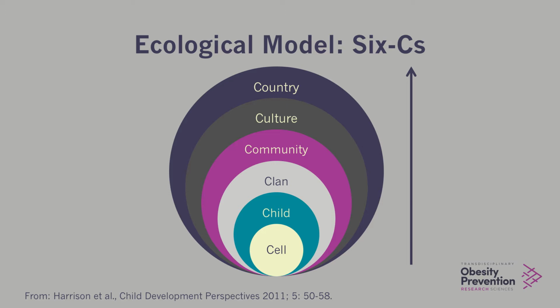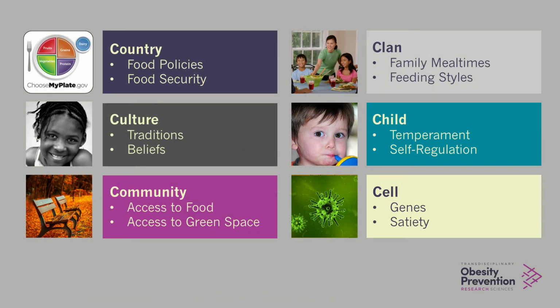And the child, of course, is very much influenced by their clan or their family. And of course, the family then is very much influenced by the community in which they live. And the community, of course, is affected by the culture that surrounds us. And then the culture and the community where people live is also affected and regulated by the country and its rules and policies.